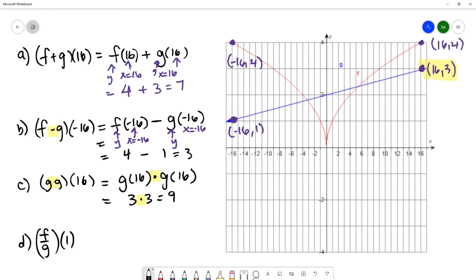And then finally, we want to do f over g of 1, and that is f of 1 divided by g of 1. So we've got division here. We're doing division of our individual functions. So f of 1 would be right here. This is the ordered pair (1, 1). And g of 1 doesn't look like it gives us a nice number.